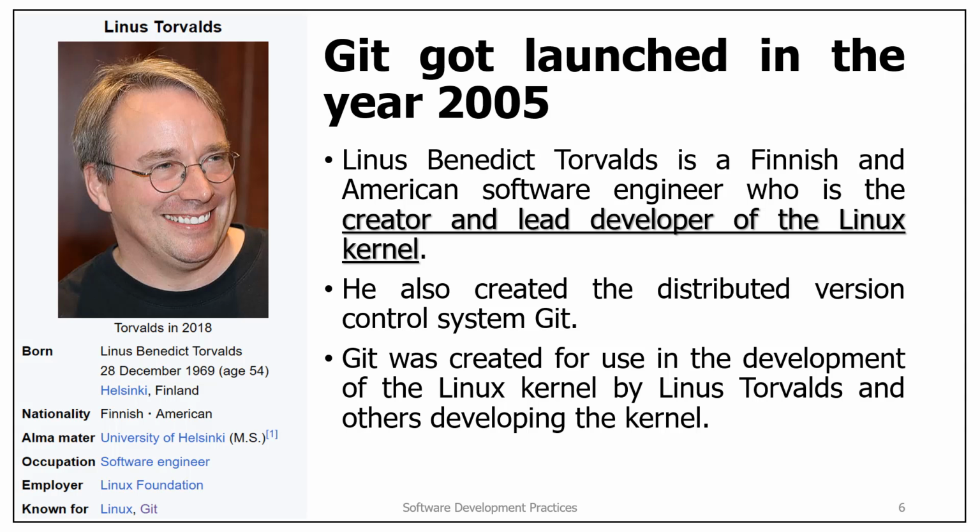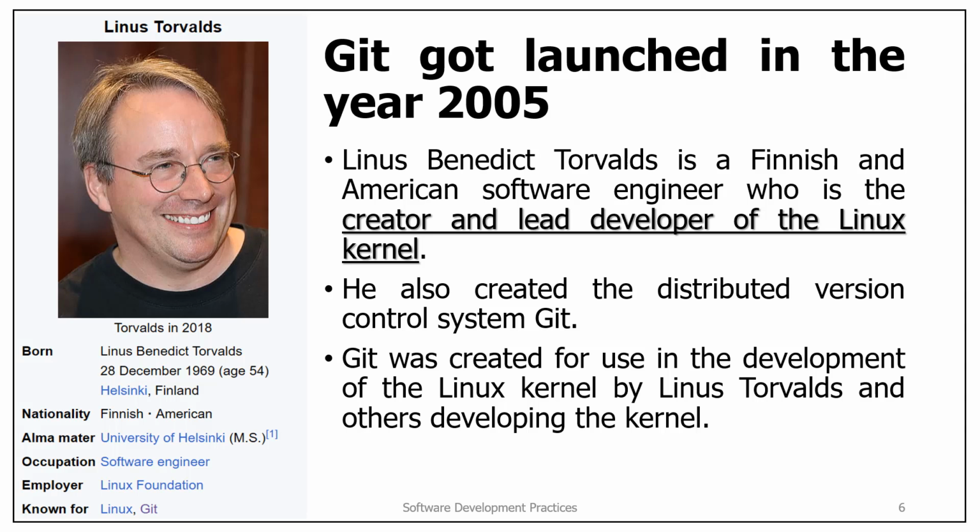For an operating system to work properly, you will need a kernel. That kernel can be said to be the brain or the heart of the operating system. Linus Benedict Torvalds is the lead developer and creator of the Linux kernel. Apart from the Linux kernel, he also created this distributed version control system, Git.